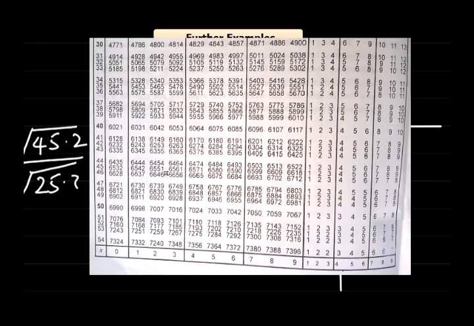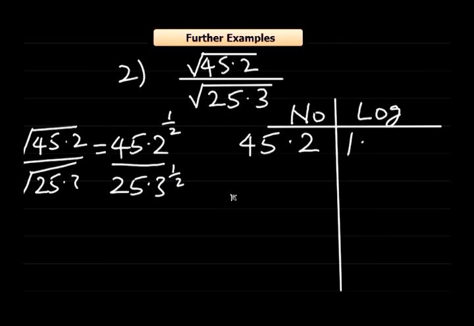Okay, so we check the log of this. 45 under 2. So these are 45 here. This is 45 under 2. That is 6551. Okay, 45 under 2. The logarithm is 6551. And so we have 6551. That is the log of this.